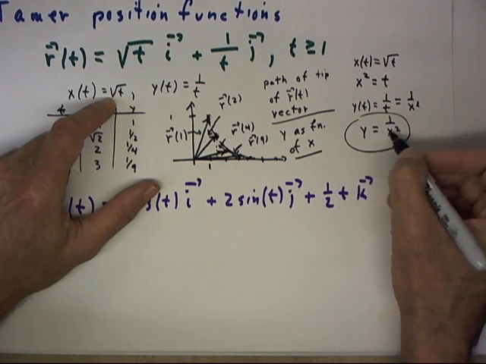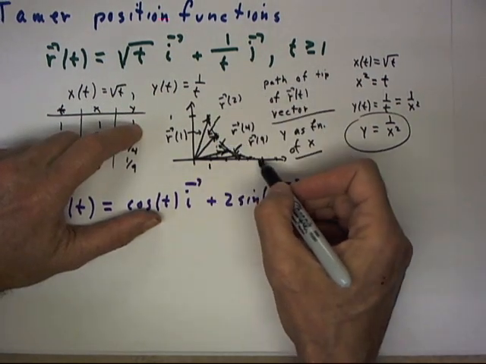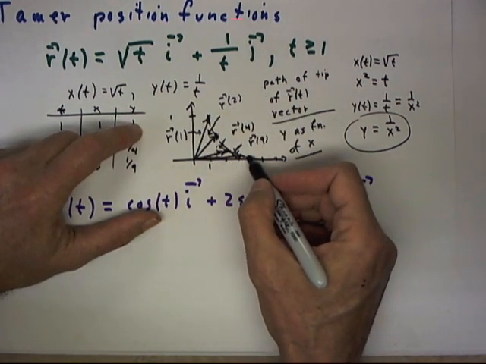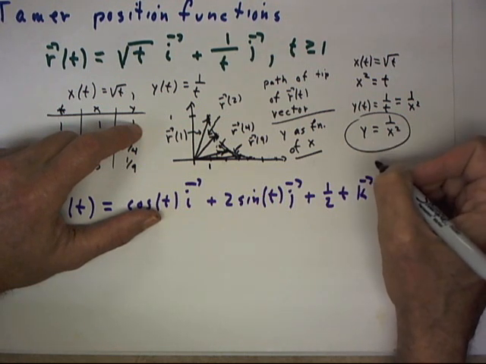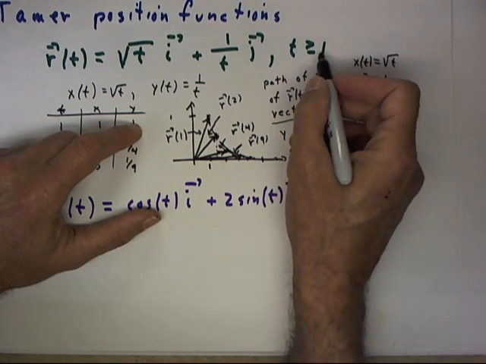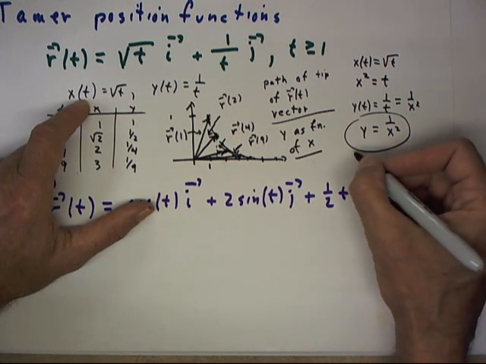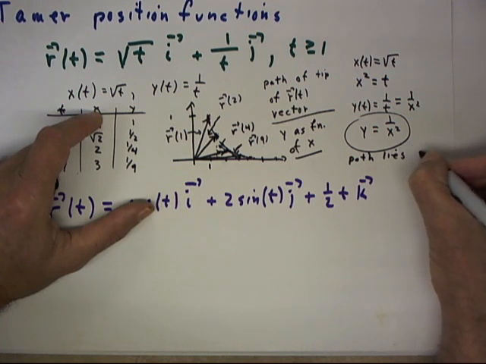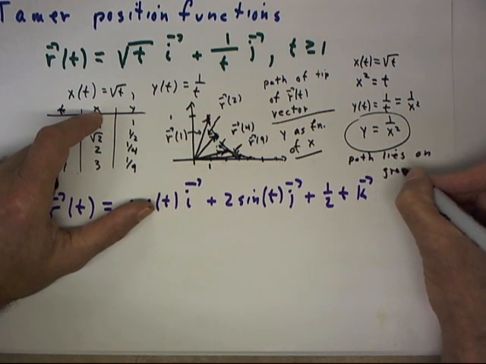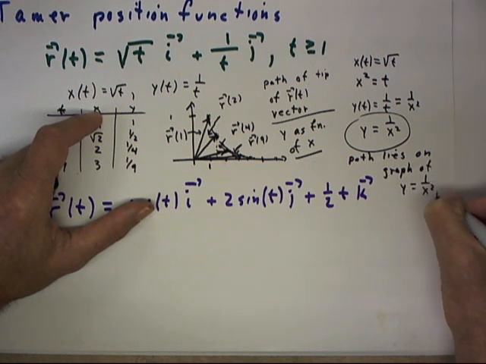Now we've lost our t information in doing this, so we don't know exactly where we are along this path at any given time, but we know this path coincides with the graph of the y equals 1 over x squared function, as long as t is greater than or equal to 1, making x greater than or equal to 1. So that the path lies on the graph of y equals 1 over x squared for x greater than or equal to 1.